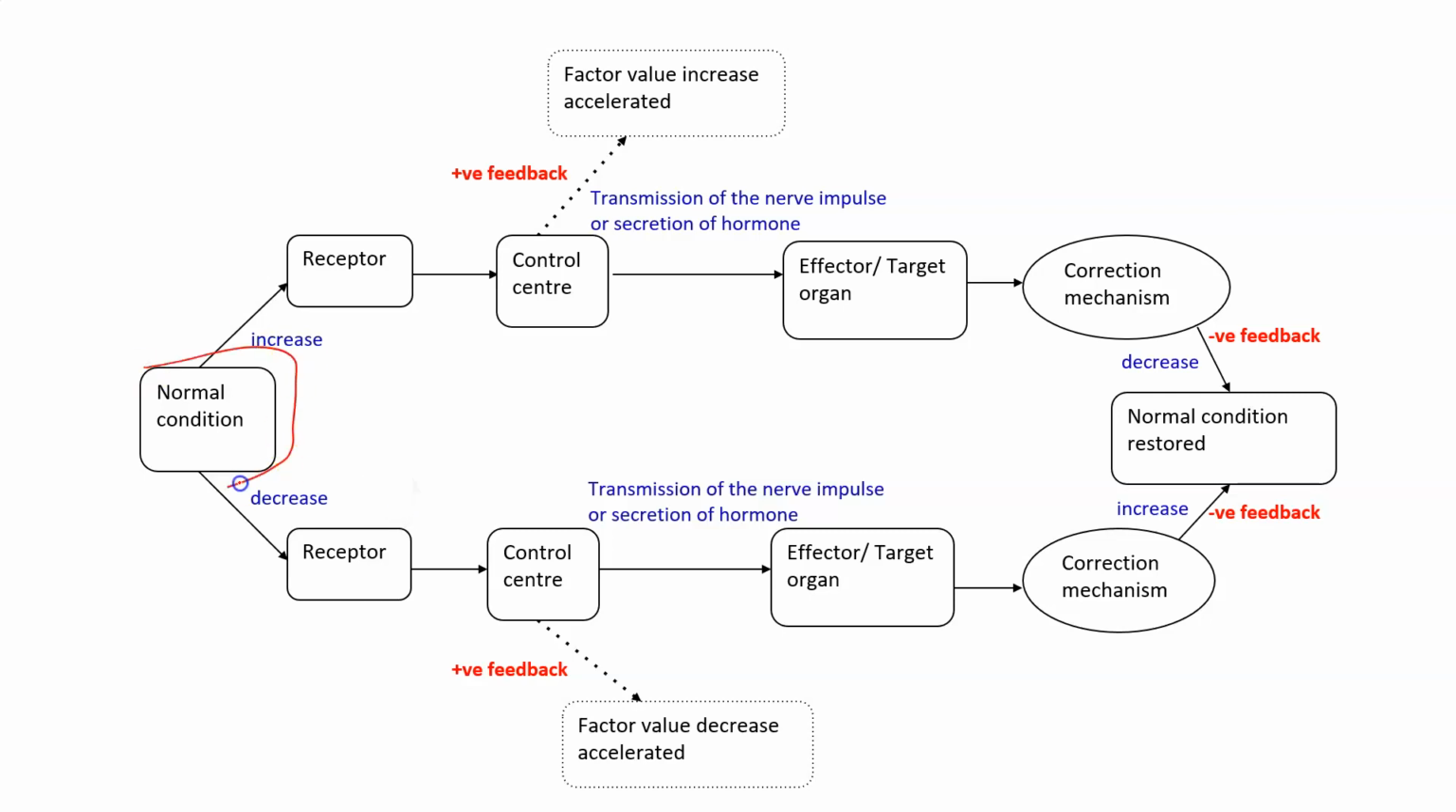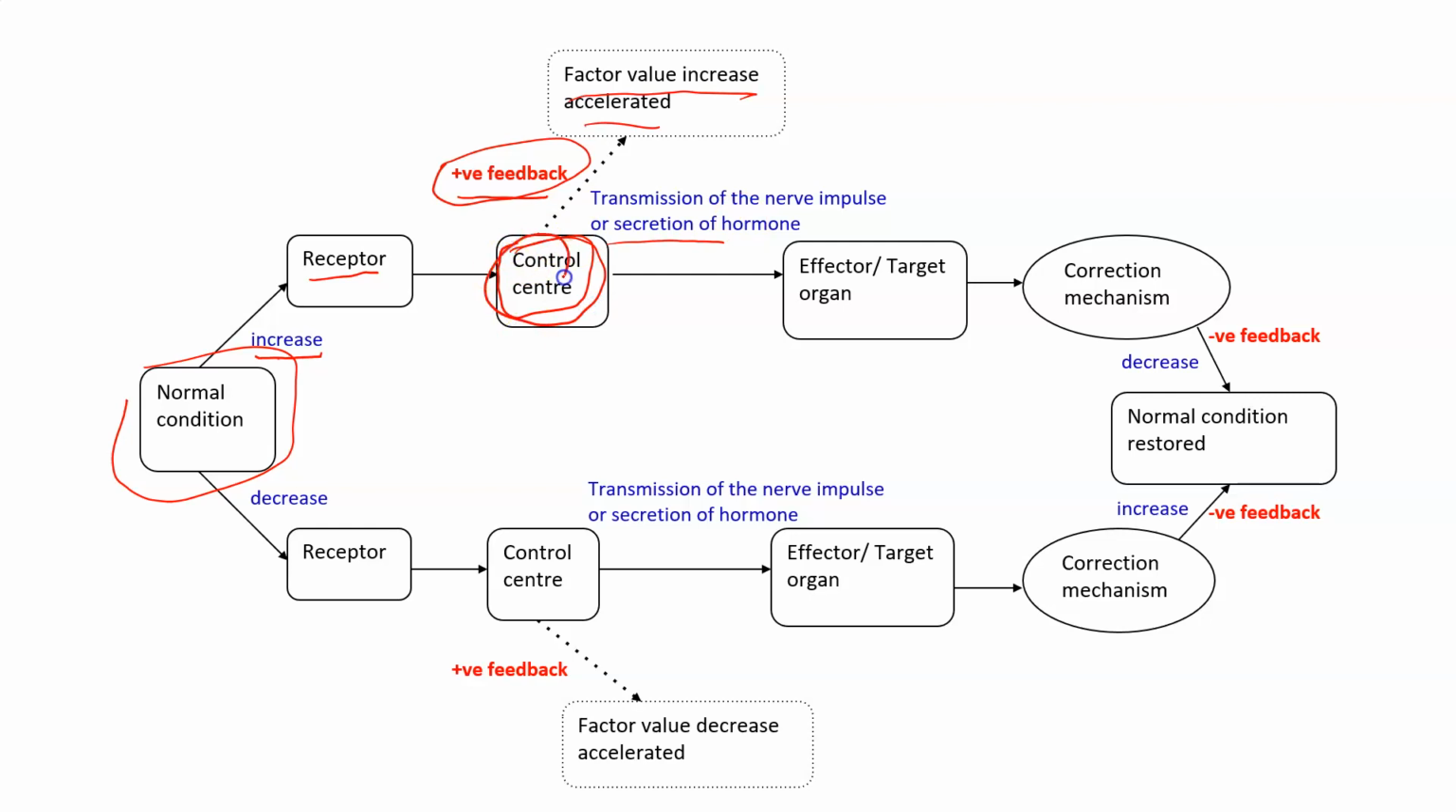Okay, so this is the normal condition. If the normal condition increases above the normal set point, it is detected by the receptor, which sends the information to the control center. The control center will analyze what is happening and send the corrective mechanism. If it decides to increase the factor, it is through positive feedback. Increase it further, so the factor value increases, accelerated. Okay, so transmission of the nervous impulse or secretion of hormone.